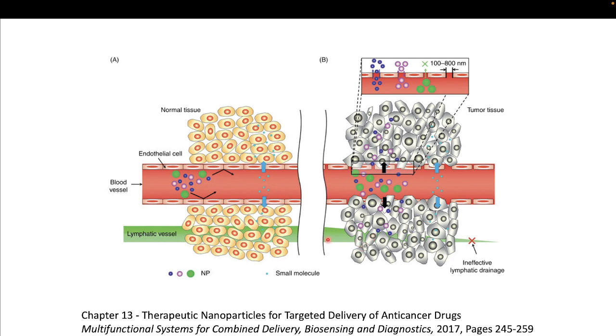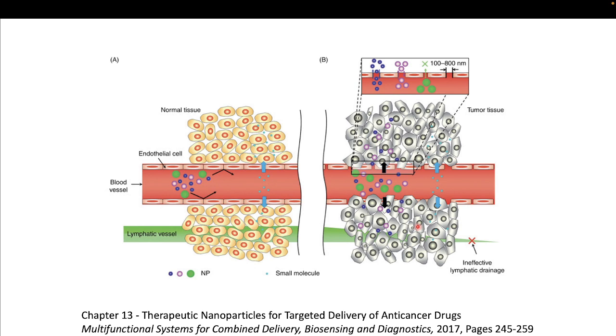So in tumor tissue, this lymphatic drainage is very ineffective. It does not have a very good lymphatic system. So now what will happen, your nanoparticles have entered the tumor tissue, but they are not being cleared away, so they are retained inside this particular tissue. That combinedly is known as enhanced permeation and retention.